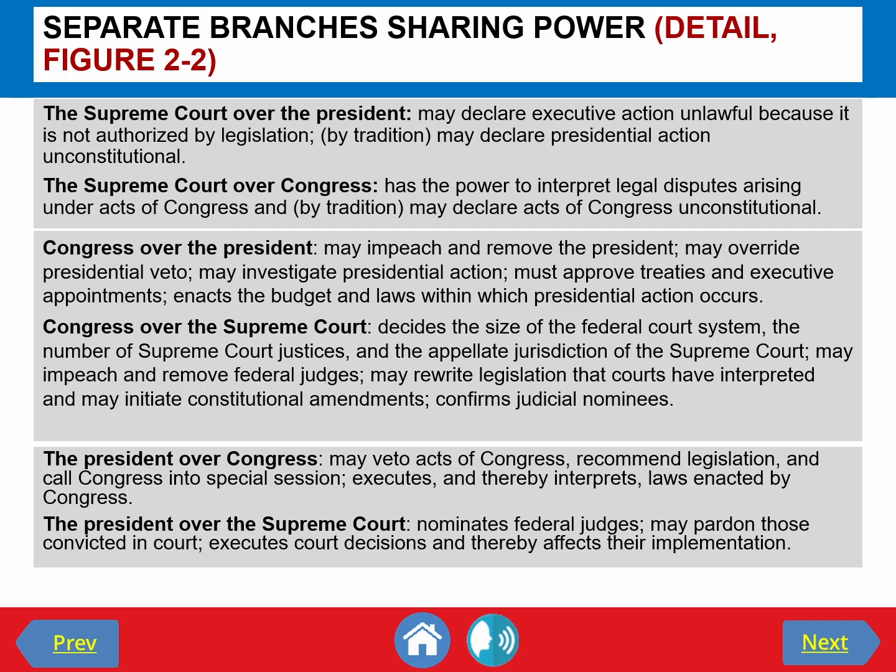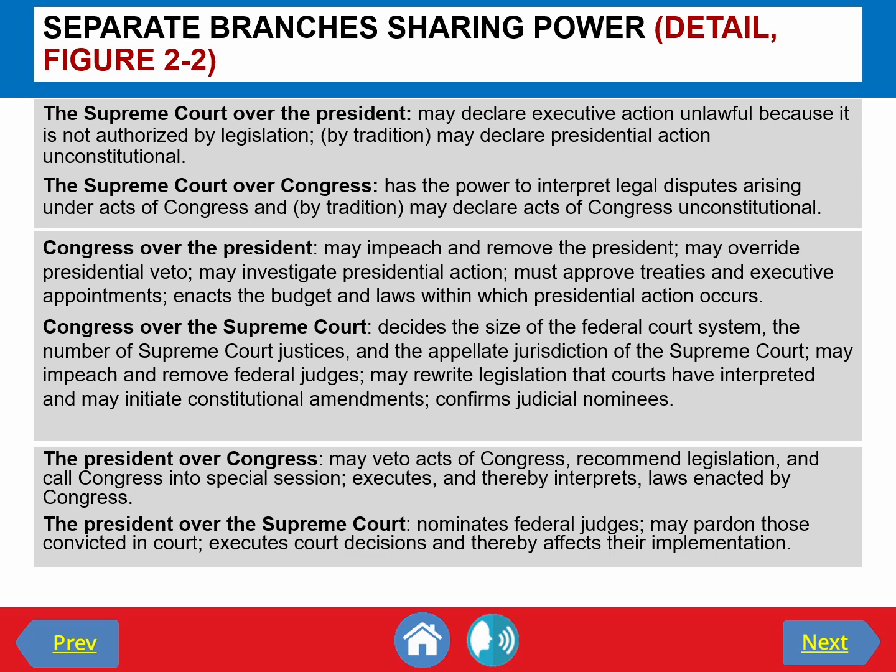Congress can exercise checks over the Supreme Court by first deciding the size of the federal court system, the number of Supreme Court justices, and the appellate jurisdiction of the Supreme Court. It may impeach and remove federal judges, may rewrite legislation that courts have interpreted, and may initiate constitutional amendments, as well as confirming judicial nominees, who then serve life terms, or until they decide to retire.